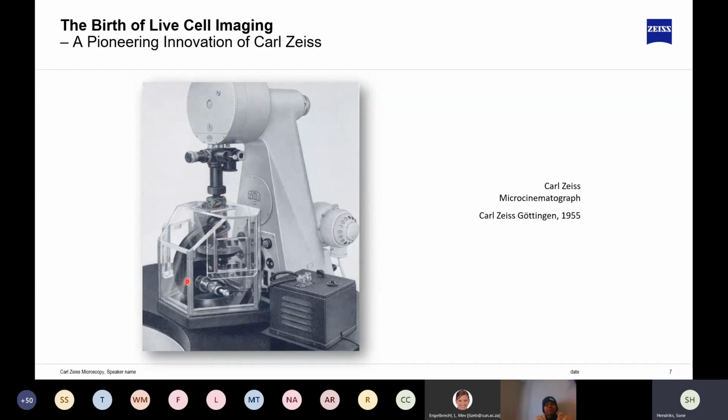So there's the microscope inside. You probably have the objectives there. You have this incubation chamber around it to keep the temperature stable. And then this whole thing is coupled to this big device, cinematograph or whatever it is, how it's pronounced, that will then allow you to take a movie of what you see under the microscope. And this was where live cell imaging started for Zeiss at least.